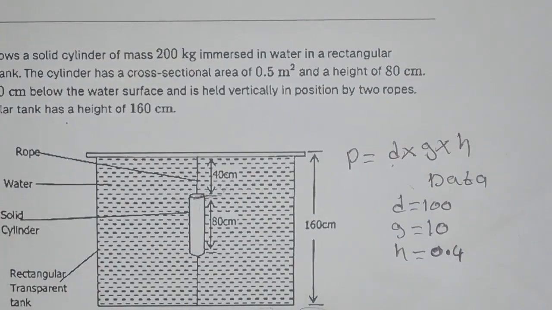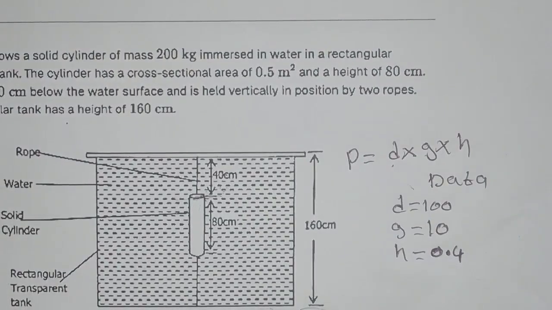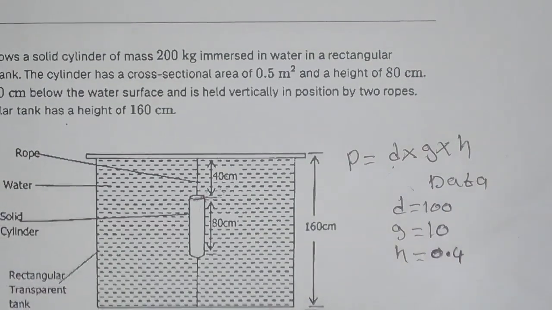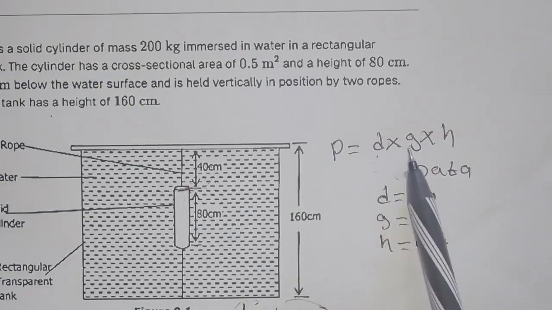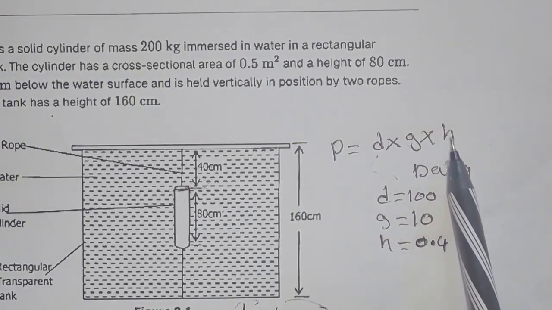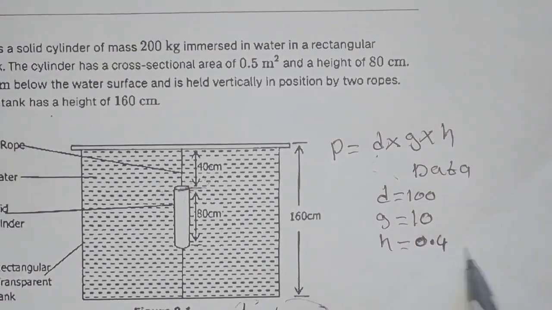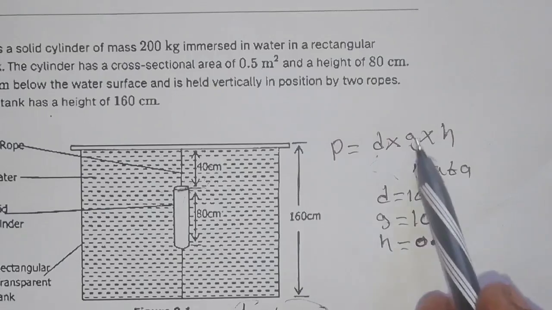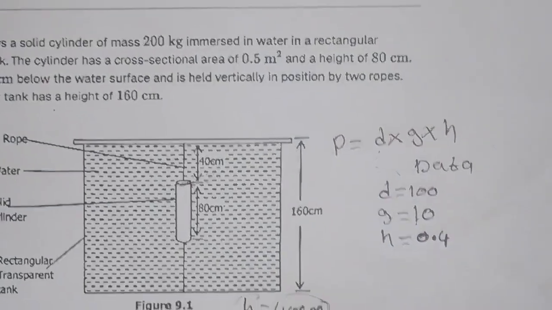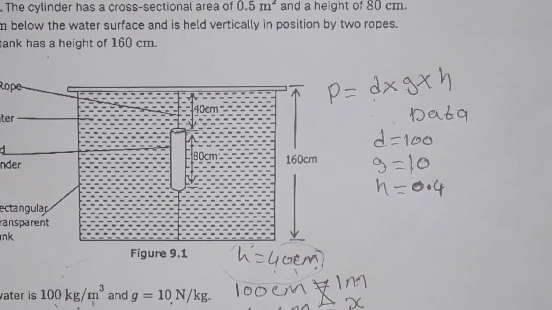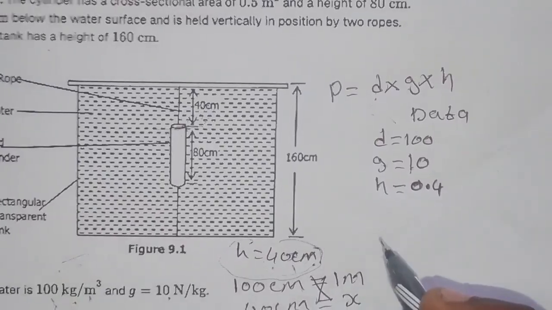Okay, so having written your data down here, you can now just replace in the formula, because you and I know that pressure is given by the formula density multiplied by gravity multiplied by h. So where there's h, you just put this height which we have found, and where there's gravity, you just put 10. Where there is a density, you put 100, which was given here in the question. So let's find pressure.